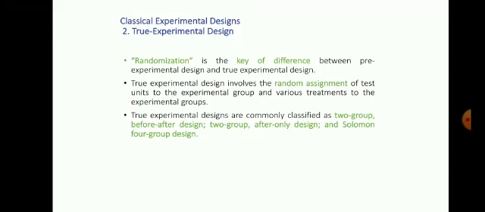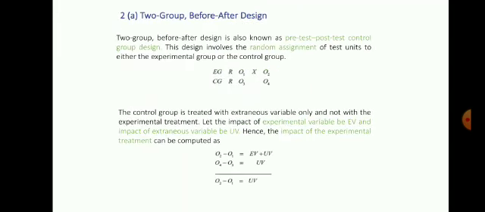The second type of the classical experimental design is a true experimental design. Here, the key term to understand is randomization. This experimental design involves a randomization or a random assignment of the test units to the experimental group to understand the research in detail. Again, this true experimental design is classified as two group before after design, two group after only design, and Solomon four group design.